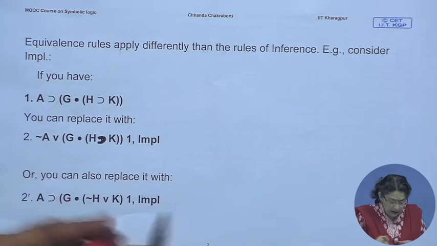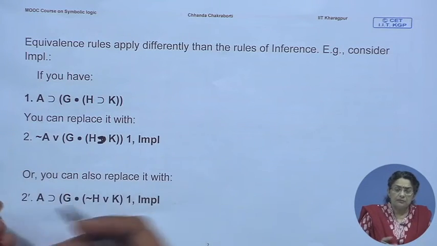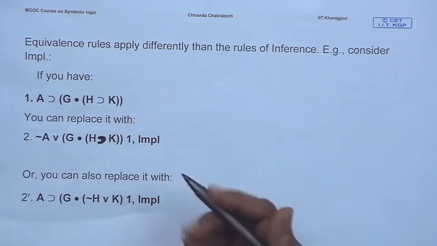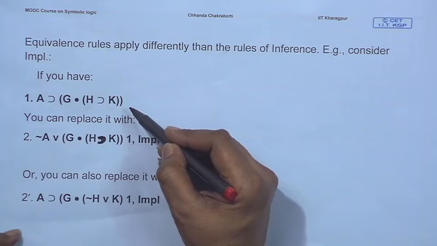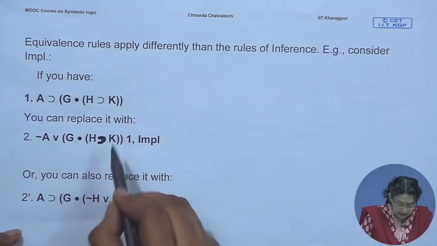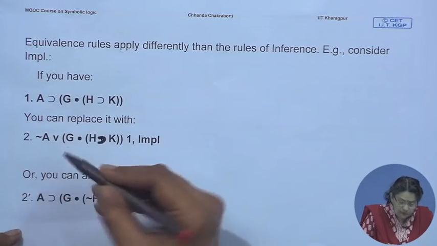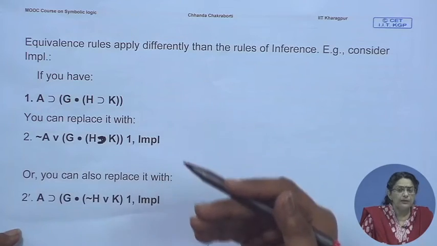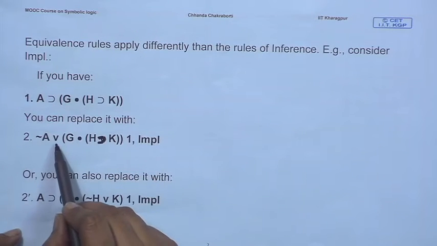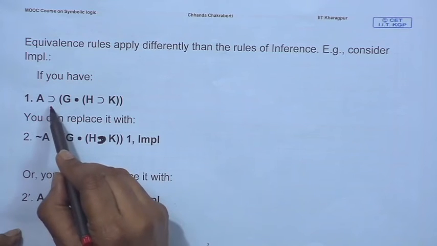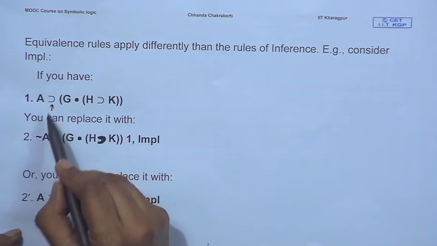Now, same point, but let me illustrate again with another example. Suppose you have A ⊃ G · H ⊃ K. Now, you can do two things here depending upon what you need in the proof. You can work this rule. So, if you want to replace this horseshoe with a disjunction, then this is where you are going to apply it.